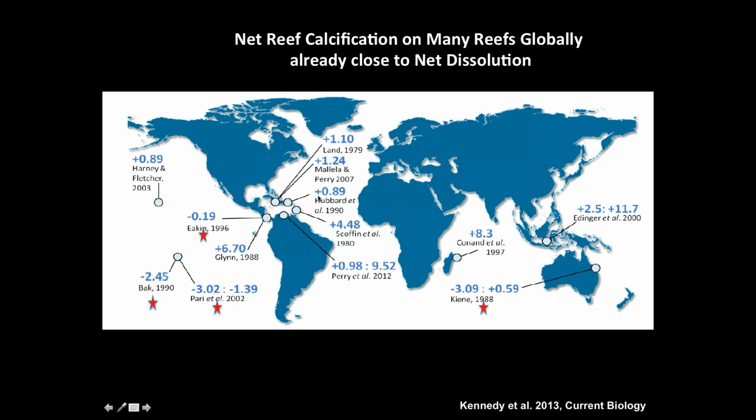But we can see it's not all terrible. There are reef areas that have positive net reef calcification, sometimes as high as plus 8.3. So this gives you an idea that already there's quite a range of different net reef calcification rates, and we can learn a lot by studying why these rates are different in different parts of the world.